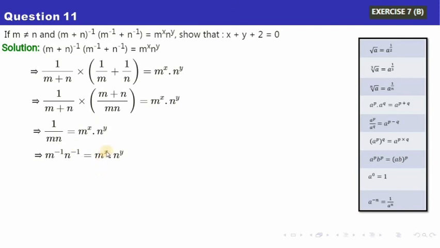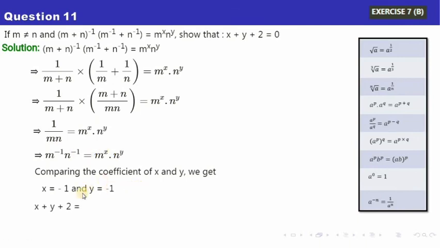Now here the power of m is x, here the power of m is minus 1, and this means x becomes minus 1. Here the power of n is y, and here the power of n is minus 1. This means that y will be equal to minus 1. Okay, so comparing the powers of m and n, this is not a coefficient, this is powers, not the coefficient of x and y, it is the power of m and n, we get x equals minus 1. As I said, x is minus 1, y is minus 1.